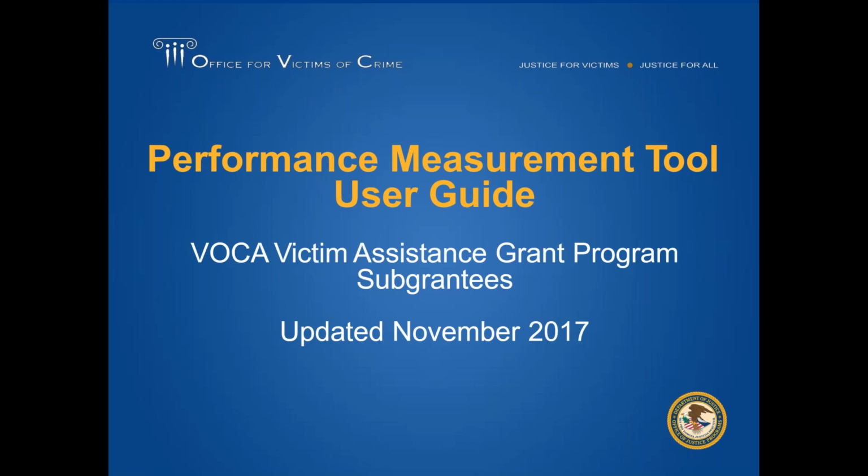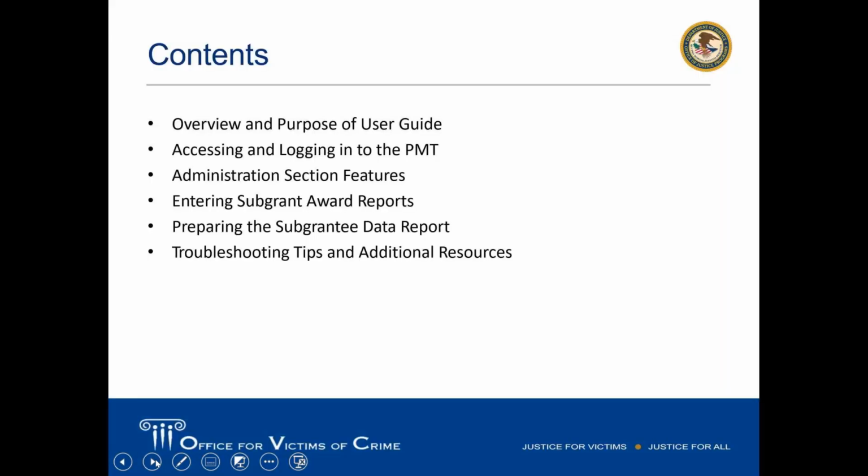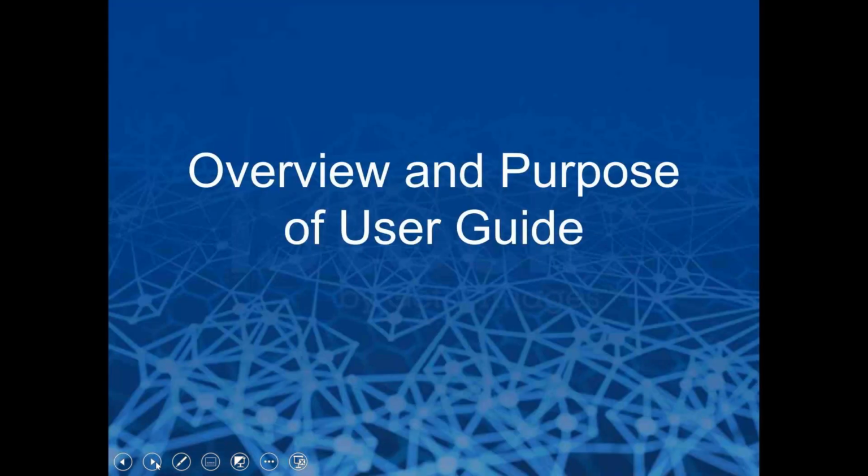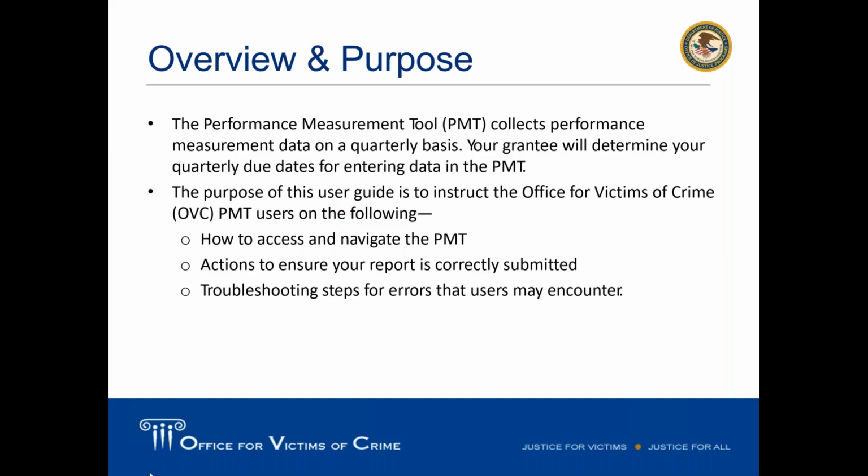The first section we're going to go over is the overview and the purpose. The purpose of the PMT is to collect performance measurement data on a quarterly basis. The purpose of this guide is also to instruct the OVC users on how to access and navigate the PMT, the actions to ensure your report is correctly submitted, and troubleshooting steps for errors that you may come in contact with.